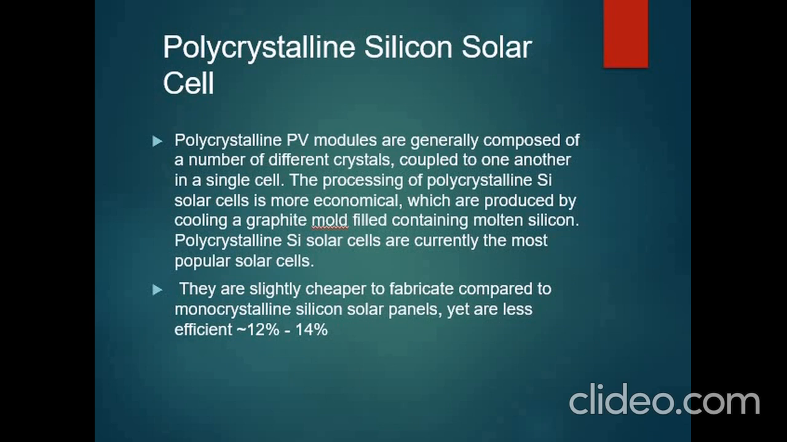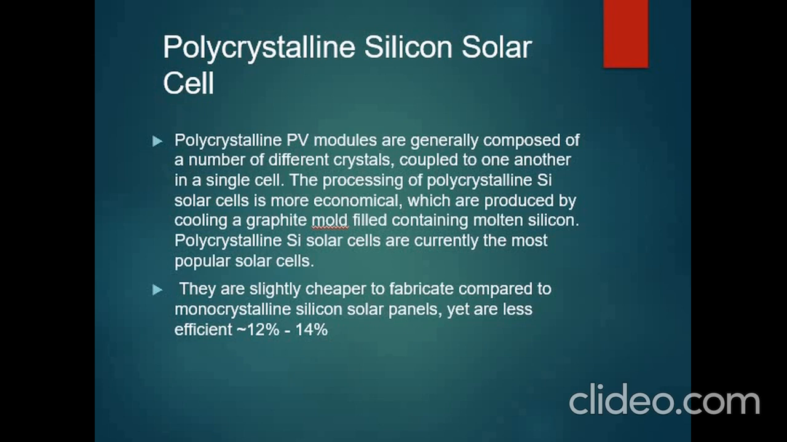Polycrystalline photovoltaic modules are generally composed of a number of different crystals coupled to one another in a single cell. The processing of polycrystalline silicon solar cells is more economical; they are produced by cooling a graphite mold containing molten silicon. Polycrystalline silicon solar cells are currently the most popular solar cells due to the advantage of being cheaper in cost. We also have to deal with lower efficiency, but due to the cheaper cost we prefer polycrystalline silicon solar cells over monocrystalline silicon solar cells.